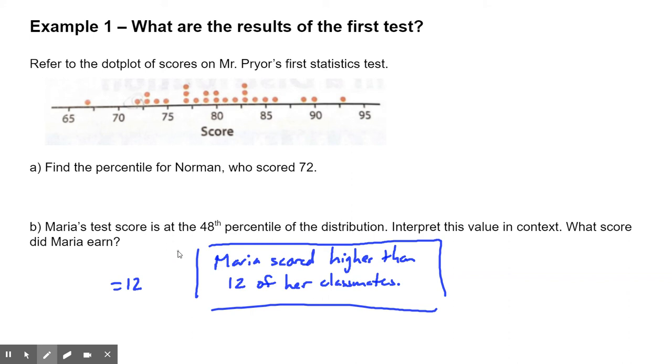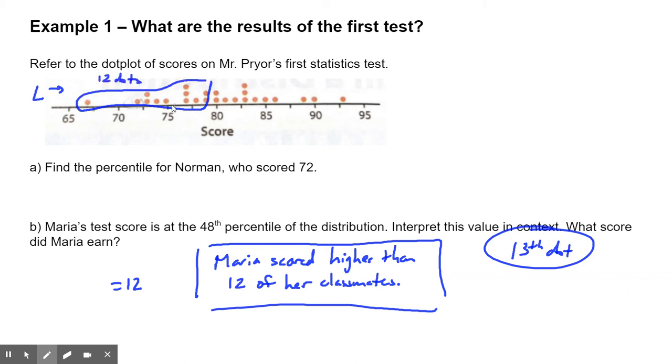Okay. So then what about her score? Well, if 12 of them scored lower, then Maria is the 13th score, or the 13th dot. That's going to be Maria's dot. So we need to start counting from the left and go right. 1, 2, 3, 4, 5, 6, 7, 8, 9, 10, 11, 12. These dots right here are the 12 dots that Maria scored better than. So then she is going to be the next dot. I see that there are 2 dots here. It doesn't matter. I'll pick the one on the bottom, but it's above the number 80. So Maria's score was an 80.